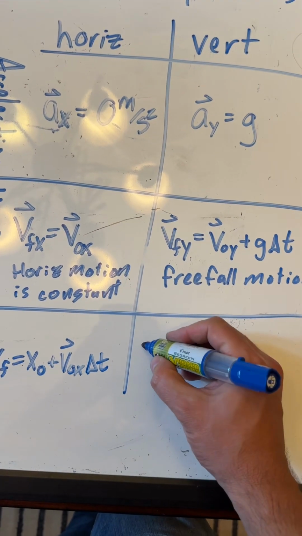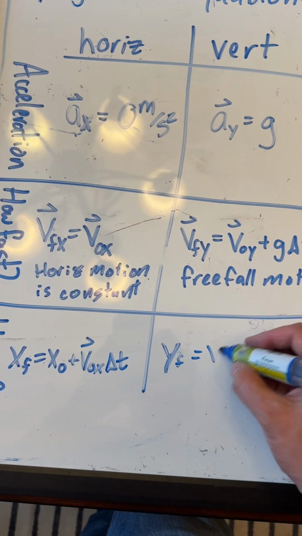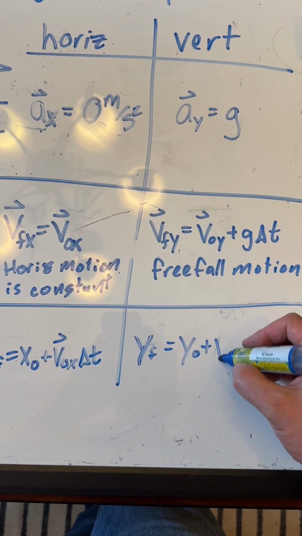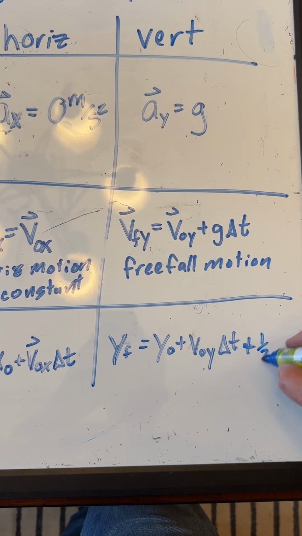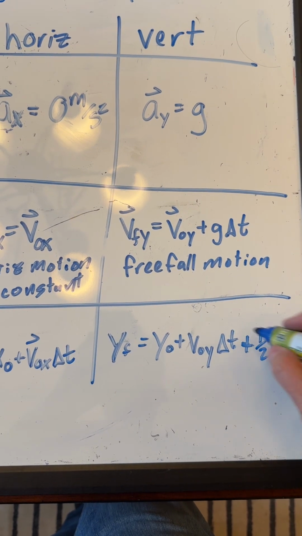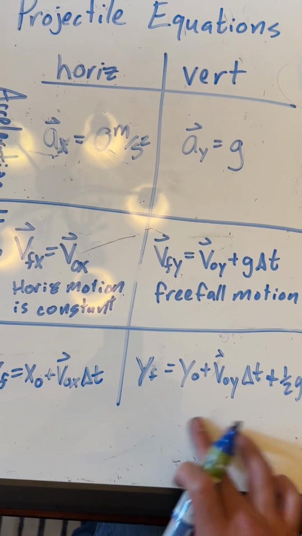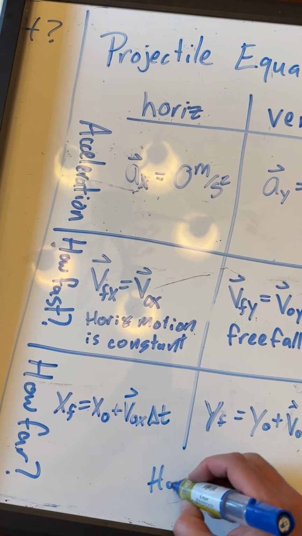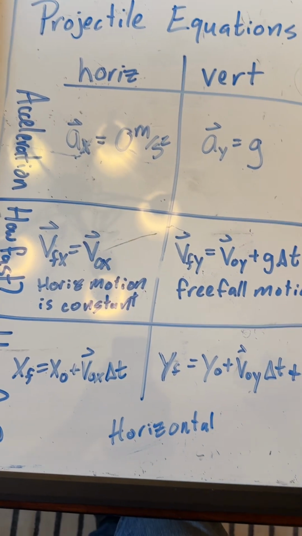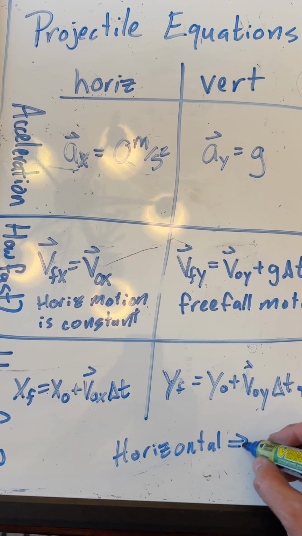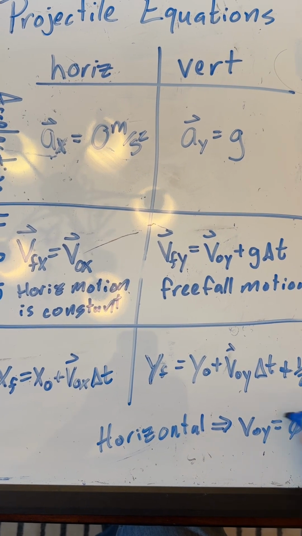For vertical, we've got y final is equal to y naught plus v naught y delta t plus 1/2 g delta t squared. Now, in this situation that we have horizontal projectile motion, if we're saying horizontal, that means initially we're just moving horizontally. So when you hear that, that means v naught y is going to be 0 meters per second initially.